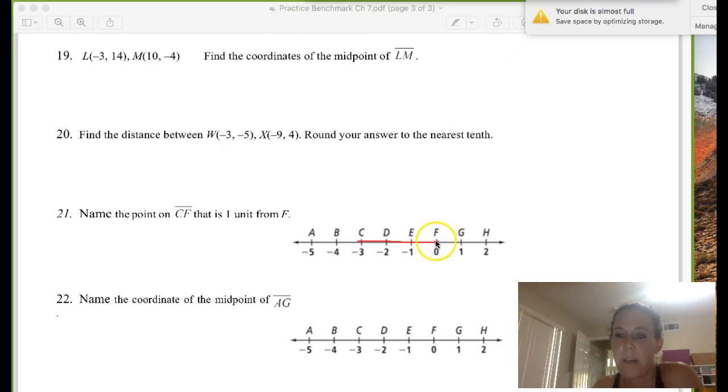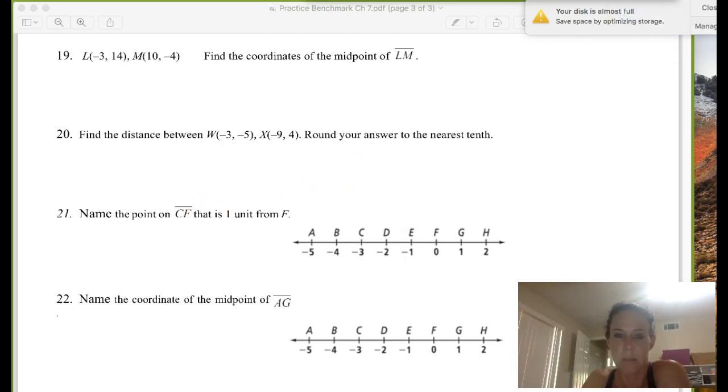Well, here's F. 1 unit could be G, but it's not a ray. I'm not including G. I just want this segment CF, okay? 1 unit from F would have to be this direction. It's E, all right? Or -1 would be E. All right.